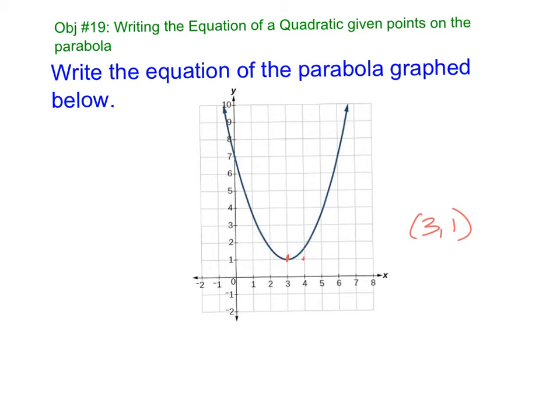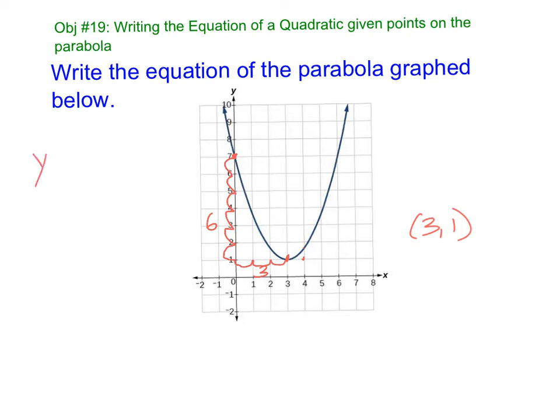Let's see what we have though. So it looks like 0, 7. So it's over 3, up 1, 2, 3, 4, 5, 6. Over 3, up 6. Ooh. How do we get from 9 to 6? That's a little tricky. All right, so here's what we're going to do.